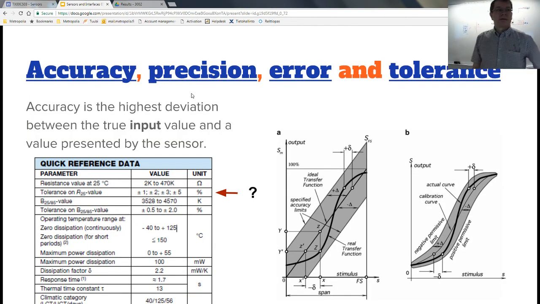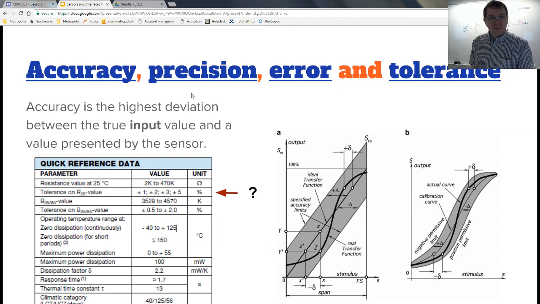Okay. Then, all right, what is the accuracy, precision, error, and tolerance? Those pictures more or less tell everything, but anyways, the accuracy is the highest deviation between the true input and a value presented by the sensor. Highest. I think those are still measured by some statistical methods, so it basically means the root mean square error, which is basically more or less the highest error.